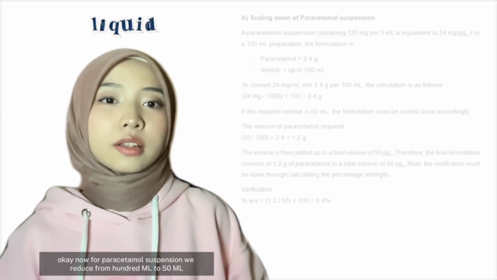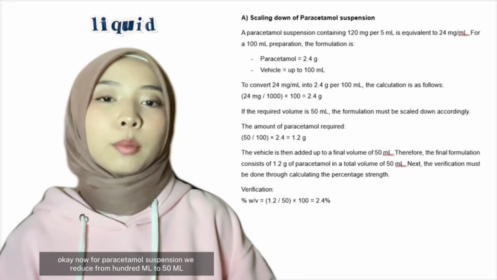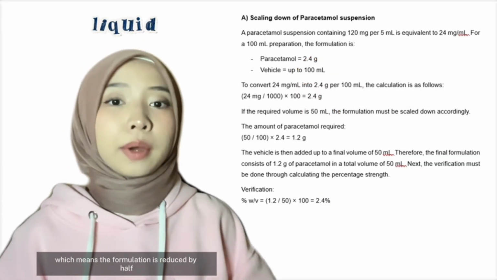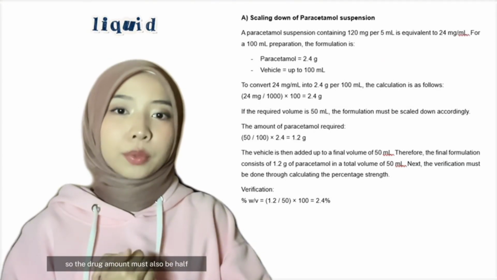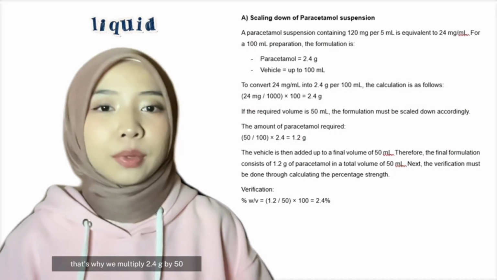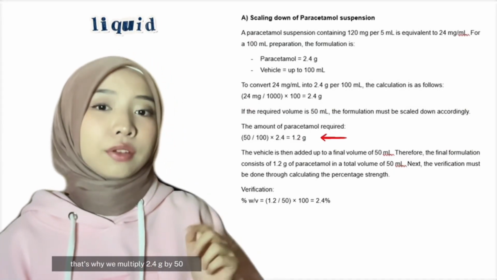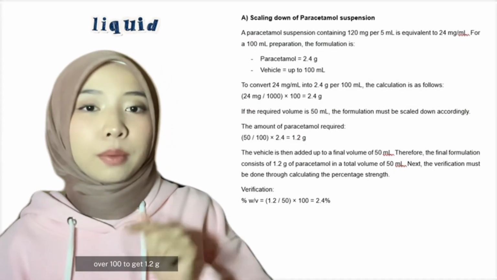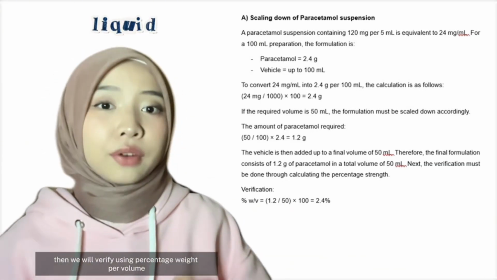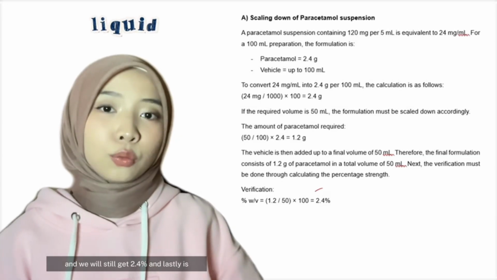Okay, now for paracetamol suspension, we reduce from 100 ml to 50 ml, which means the formulation is reduced by half. So the drug amount must also be half to maintain the same concentration. That's why we multiply 2.4 gram by 50 over 100 to get 1.2 gram. Then we will verify using percentage weight per volume and we will still get 2.4%.